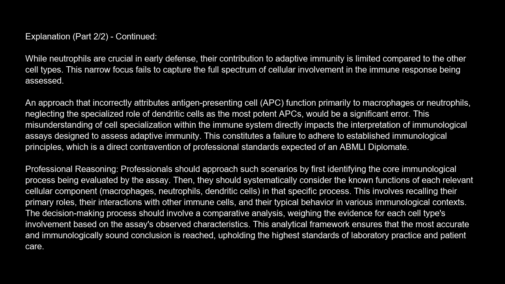An approach that incorrectly attributes antigen-presenting cell function primarily to macrophages or neutrophils, neglecting the specialized role of dendritic cells as the most potent APCs, would be a significant error. This misunderstanding of cell specialization within the immune system directly impacts the interpretation of immunological assays designed to assess adaptive immunity. This constitutes a failure to adhere to established immunological principles, which is a direct contravention of professional standards expected of an ABMLI Diplomate. Professional reasoning.